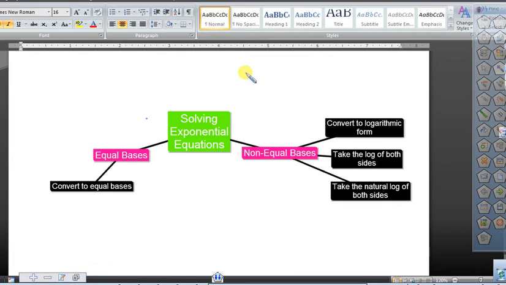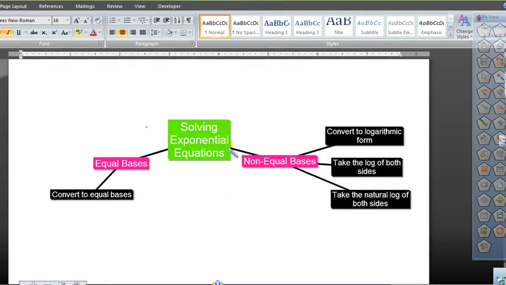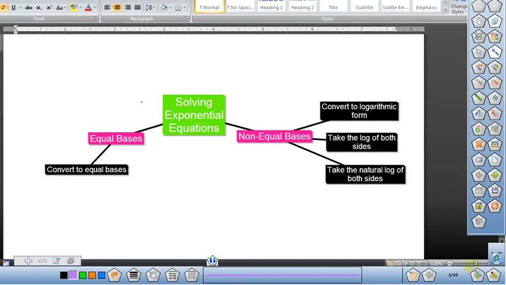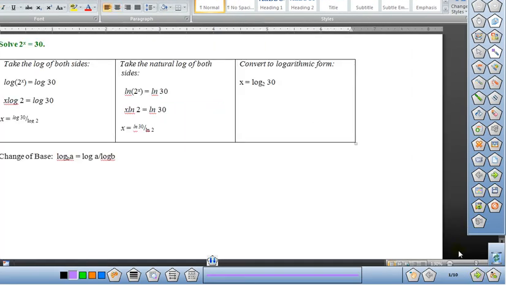Alright, in this video we're going to look at solving exponential equations that have non-equal bases. In the previous video we looked at how to solve exponential equations using equal bases. This time there's no way for us to make those bases equal each other. So we can use one of three methods. Each of these methods will get you the correct answer, and honestly it does not matter which method you use. It's actually a matter of preference. So let's just take a look at an example.